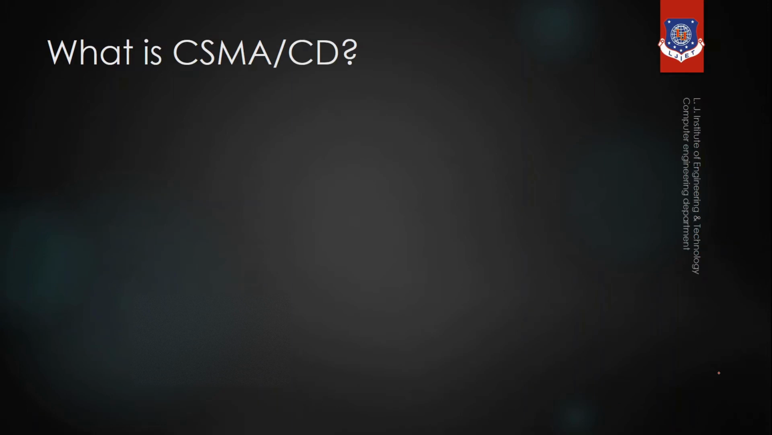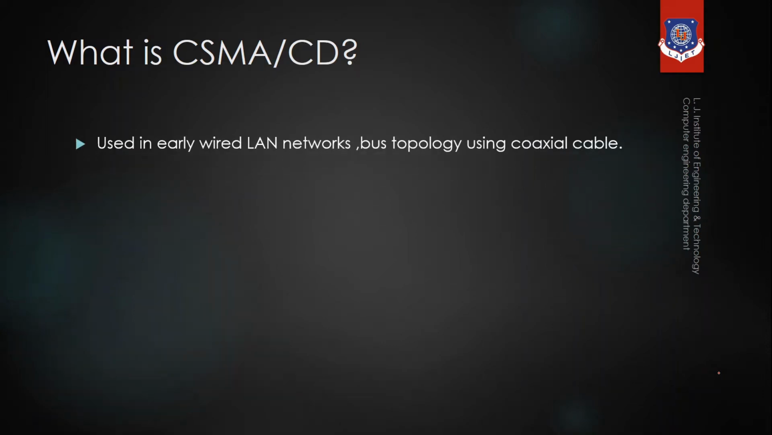Now before seeing what CSMA/CD is, let's see its history. This technology was developed for local area network bus topology, where all the devices were connected to each other using coaxial cable. The type of communication was half duplex, meaning that at a time only one device can send data and another device will be receiving.